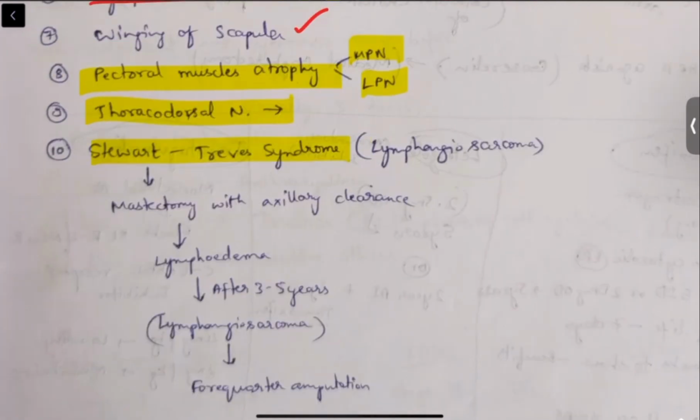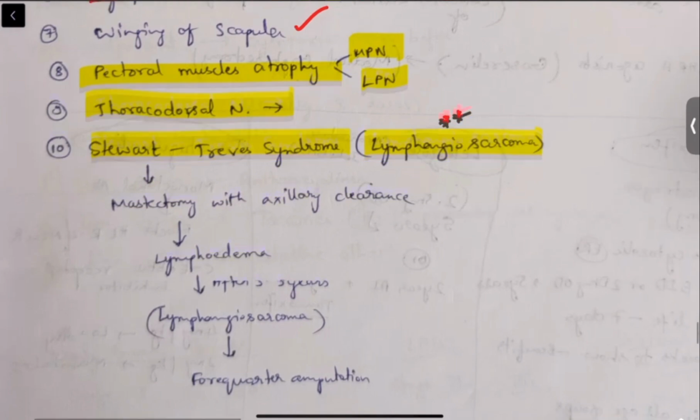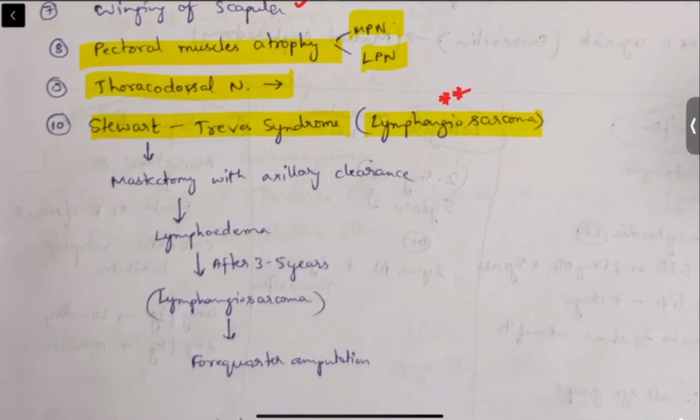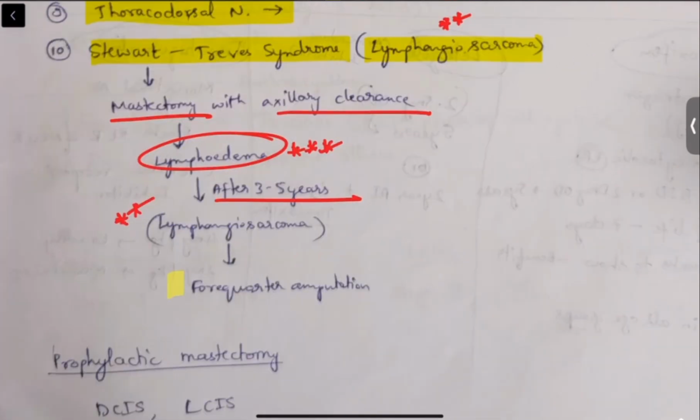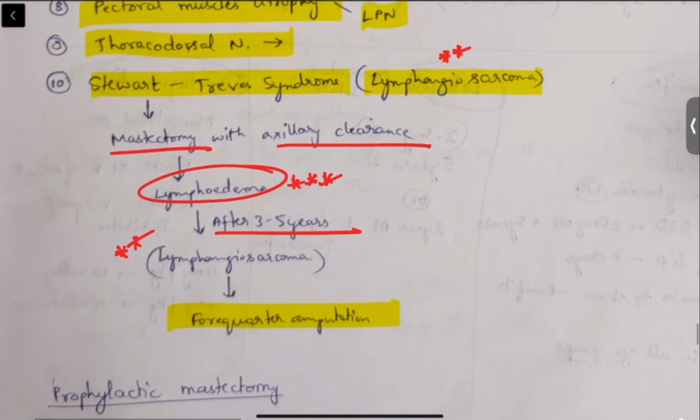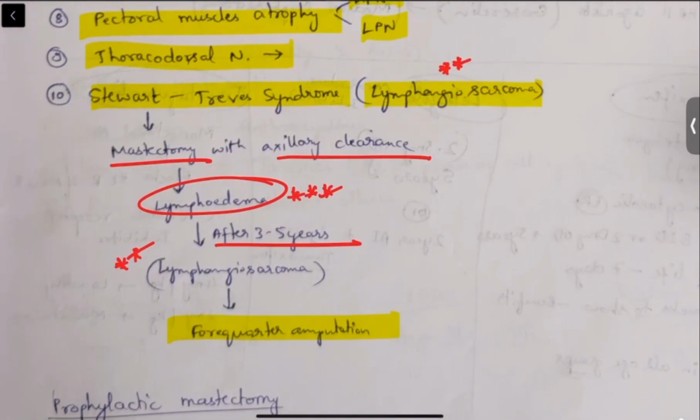Stewart-Treves syndrome, which is also known as lymphangiosarcoma. So what happens in this condition is, usually when we perform mastectomy with axillary clearance, there happens to be lymphedema as a complication. So once this lymphedema is prolonged for about 3 to 5 years, then it converts into a tumor, that is lymphangiosarcoma, which is malignant tumor. Because of this, we will have to go for amputation of the limb. Usually the upper limb will be swelling like elephantiasis.